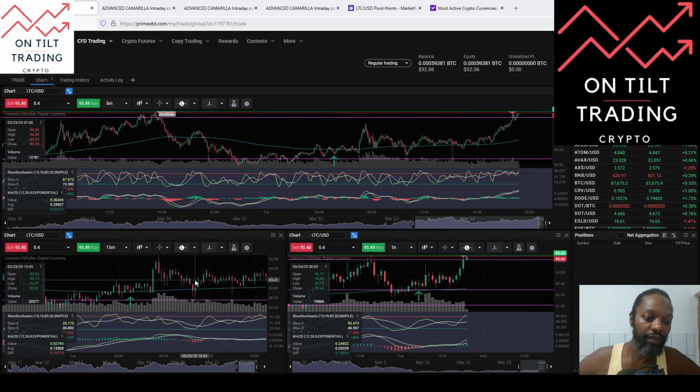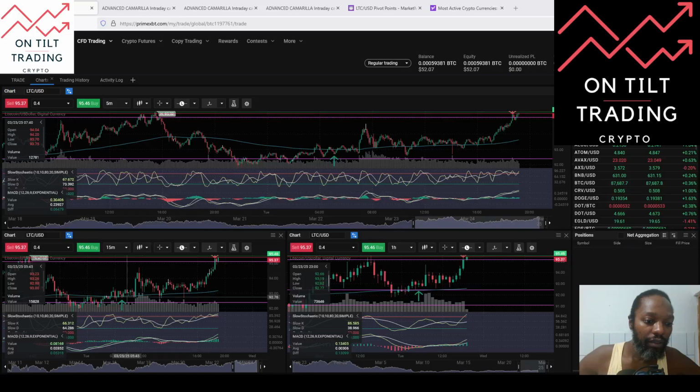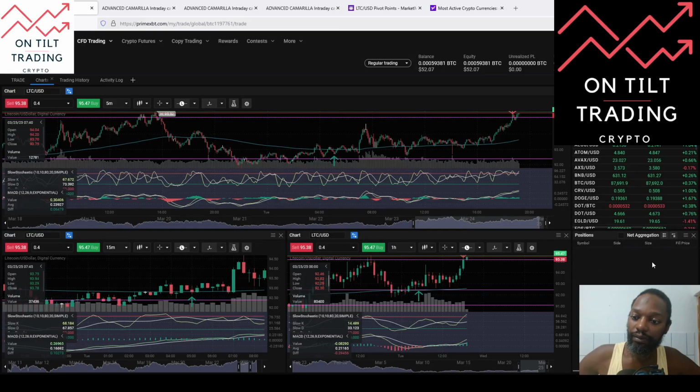Over here on the 15-minute, I'll show you where my stop loss was. So my stop loss, actually, let's come back over here. My stop loss is here. I placed my stop right below this candle here, which is an isolated pivot low. I set my stop back here a few cents below this when I take the entry.